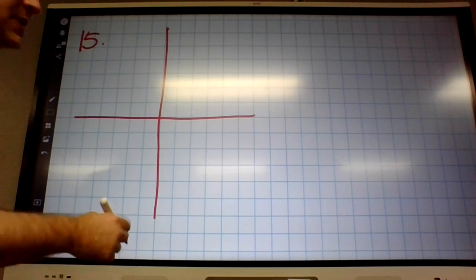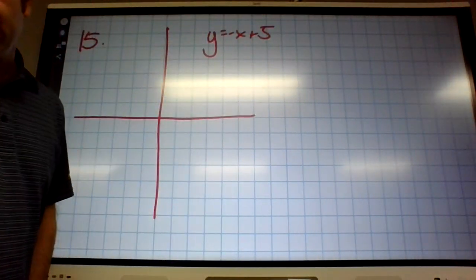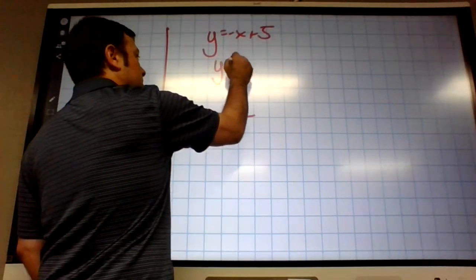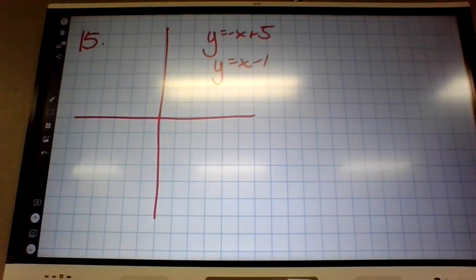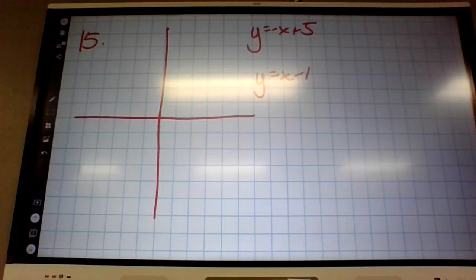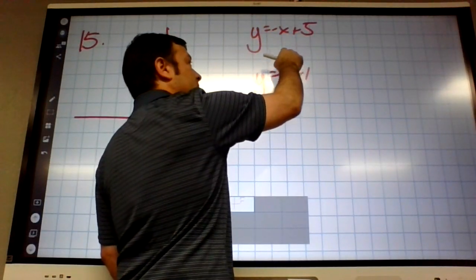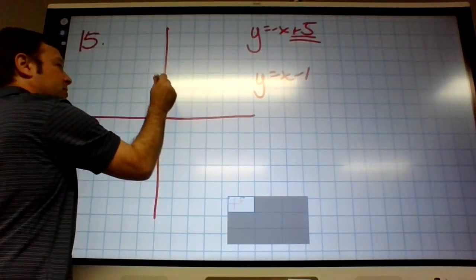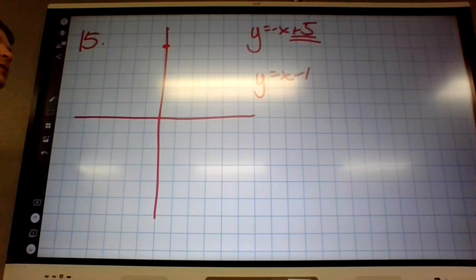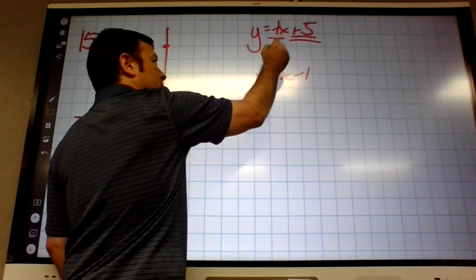So number 15, y equals negative x plus 5, and y equals x minus 1. Josiah, I'm guessing you've graphed lines already. Okay. Where are we going to start this top equation, y equals negative x plus 5? Up 5. 1, 2, 3, 4, 5. Where are we going to go from there? Down 1. Right 1.